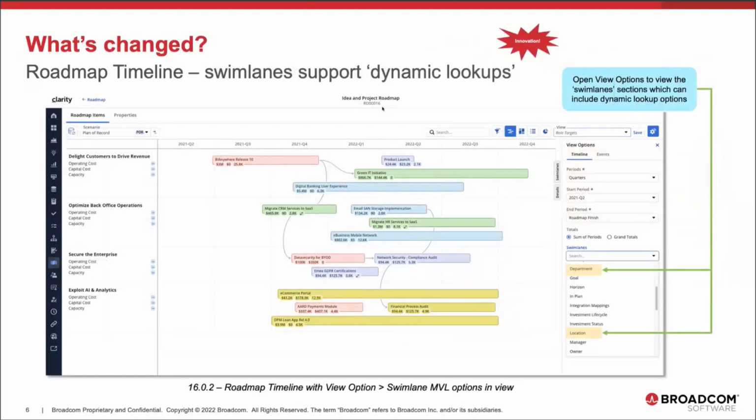The swim lane selection has now been updated to support dynamic lookups. And here's just a couple examples of department or location that are there. Of course, you could scroll down and look for anything that was a pick list that you defined as well. But now you've got that flexibility. If you're organizing your roadmap items using lookups, those can also now serve as swim lane options.